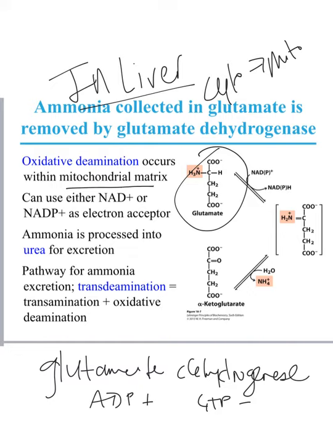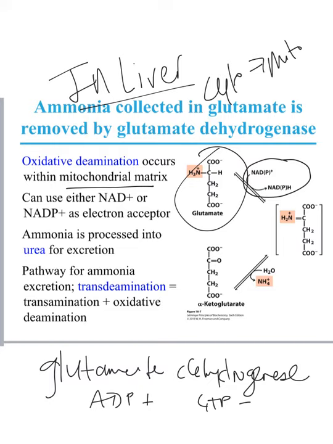This enzyme, glutamate dehydrogenase, can use either NAD plus or NADP plus as the electron acceptor. This is the only enzyme that we know of that can use either one of these cofactors. Usually enzymes use one or the other, but not both. So glutamate dehydrogenase can use either NAD plus or NADP plus as the electron acceptor.